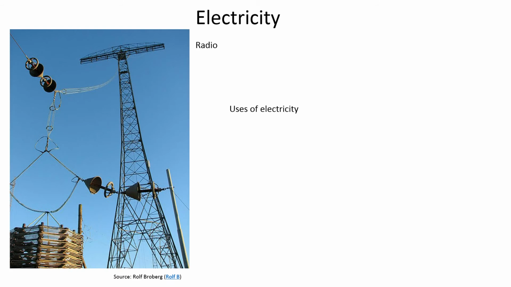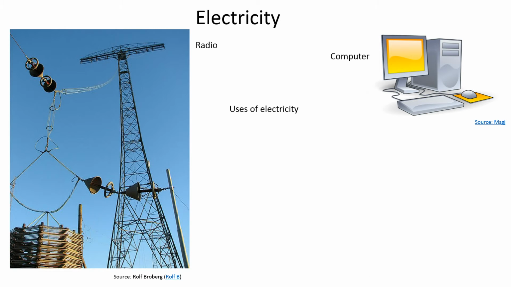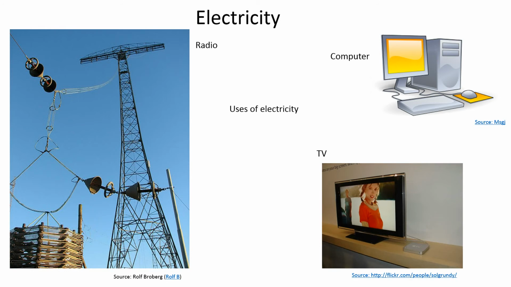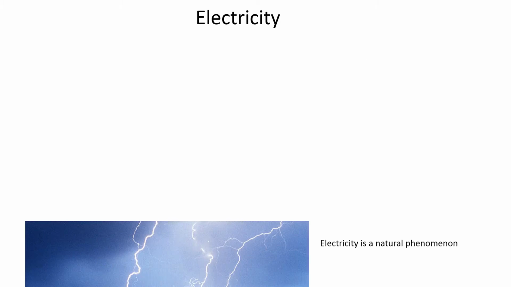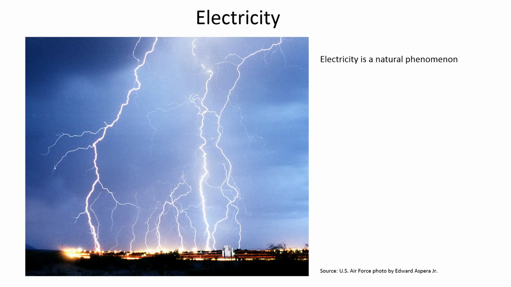Well, this is the first movie of our chapter on electricity. Let's look at what the uses of electricity are. As an introduction, we have a radio, for example, or a computer, we all use that, and a TV. All typical uses in the house, and there are a lot more of those, but that's enough for the introduction. We also have that electricity is a natural phenomenon.